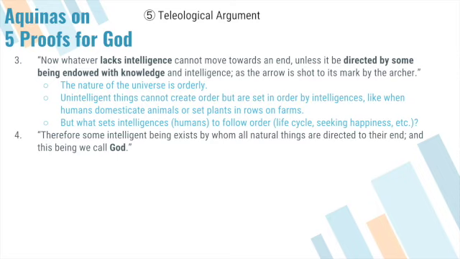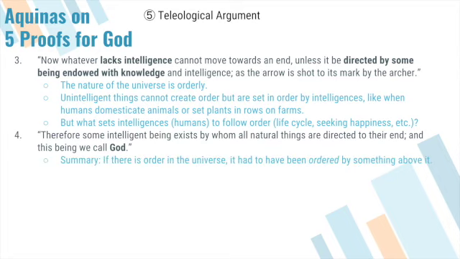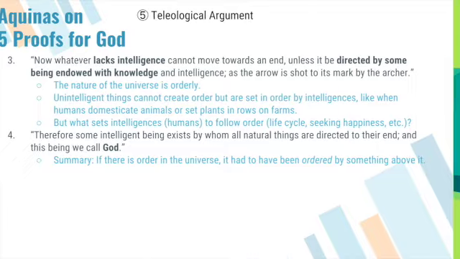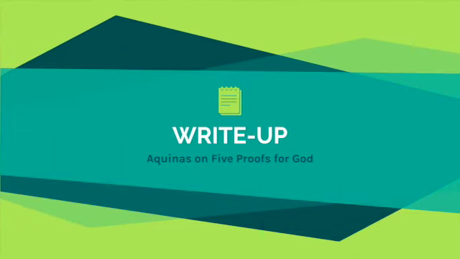"Therefore, some intelligent being exists by whom all natural things are directed to their end, and this being we call God." So in summary, if there is order in the universe, it had to have been ordered by something above it. So this has been Aquinas on five proofs for the existence of God.